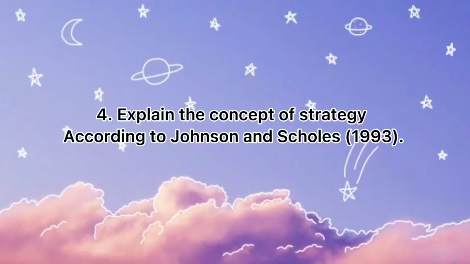4. A strategy has been defined by Johnson and Scholes 1993 as the direction and scope of an organization over the long term, which ideally matches its resources to its changing environment and in particular to its markets, customers, and clients to meet stakeholder expectations. Strategy determines the direction in which the organization is going in relation to its environment.